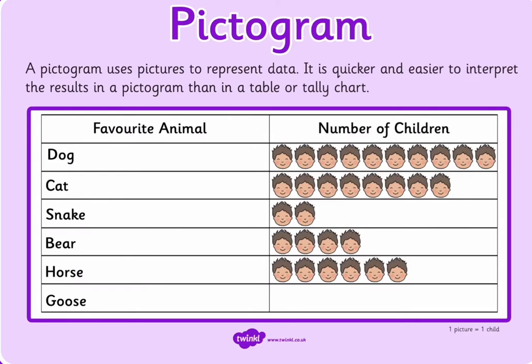And for the bear we have 1, 2, 3, 4. The horse, there are 1, 2, 3, 4, 5, 6 children that chose the horse as their favourite animal. And you can see in the goose section that there are no children, so no one chose the goose as their favourite animal.